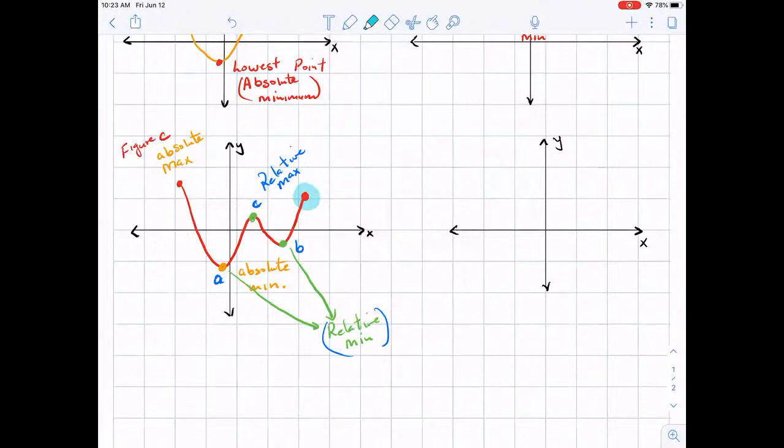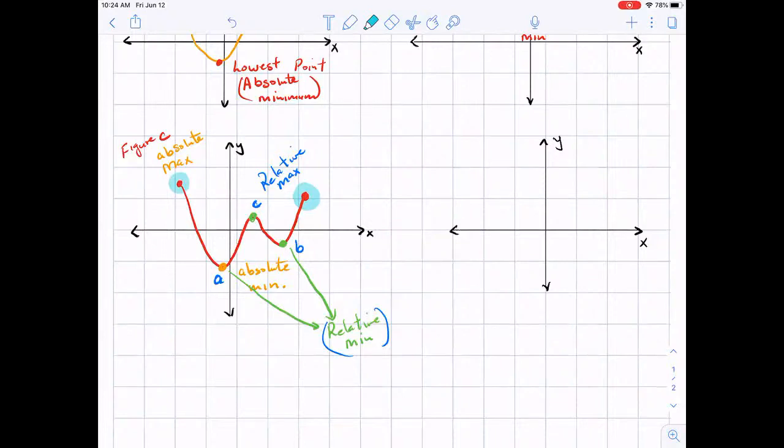Okay. And it's not the maximum point because there are higher points above it. If you look all the way to the left of the graph over here, that's higher. So it's not an absolute max. So that's just some point.